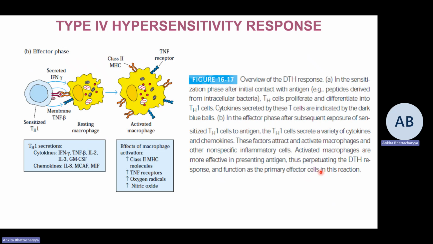In the second, effector phase, after subsequent exposure of these sensitized Th1 cells to the antigen, the Th1 cells will secrete a variety of cytokines and chemokines, which attract and activate macrophages and other non-specific inflammatory cells. Activated macrophages become more efficient at presenting the antigen, and therefore they help the DTH response and are the primary mediators of these delayed type hypersensitivity reactions.